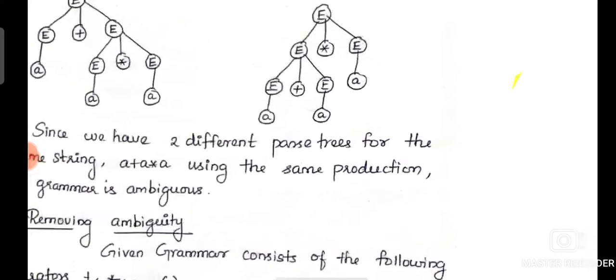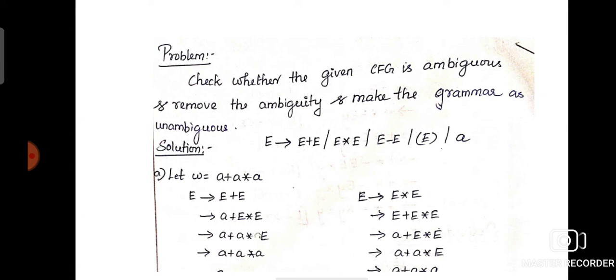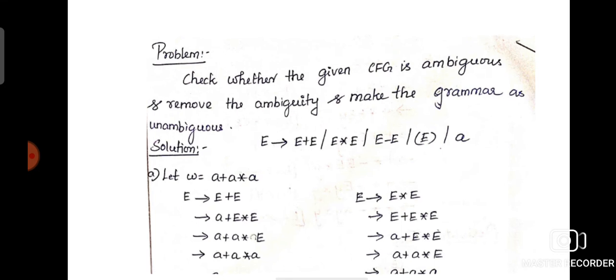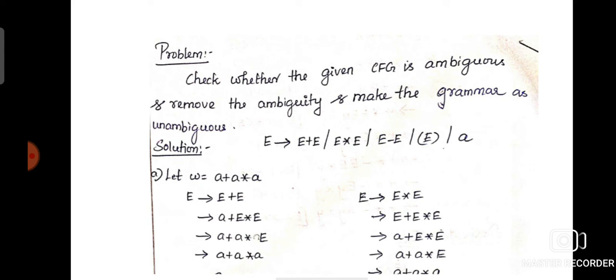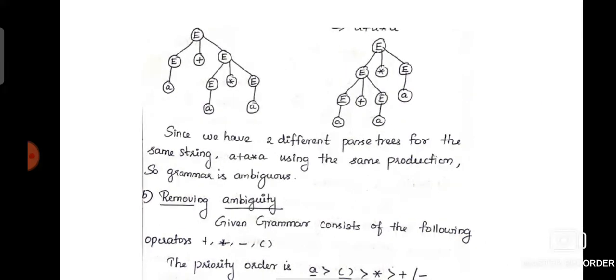Now from our grammar we have to take the operators available in the grammar. So now we are going to see one problem. In this problem, we will remove the ambiguity for the given grammar. In this problem also we will choose one string and perform the leftmost and rightmost derivation, and we will identify the ambiguity in the grammar. Then we will do the process of removing the ambiguity.